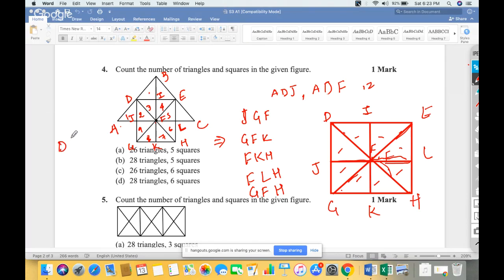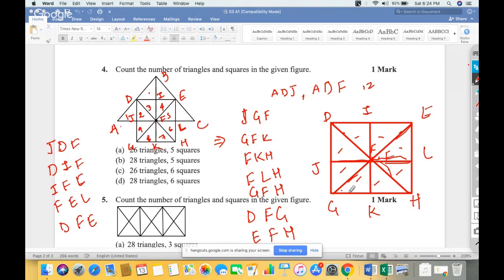Similarly, on the other side, let me write here: JDF, then DIF, then IFE, then FEL, and then I have this bigger triangle, which is DFE. So 5 here, 5 here, 10. Then I have this triangle, DFG. Then I have this triangle, which is EFH. So how many triangles here? I have 12 triangles here.